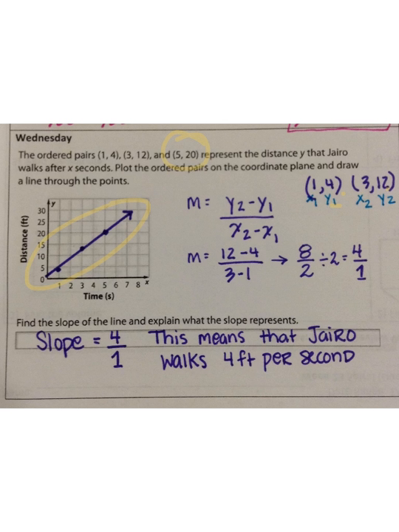So I labeled my first set as x1, y1, and my second set as x2, y2. And then I substituted my values. 12 minus 4 is 8. 3 minus 1 is 2. I reduce to lowest terms, and the slope is 4 over 1. So again, what that means, remember it's y over x. So y is the distance, 4. X is the 1, which is seconds. So this means that Hiro walks 4 feet per second.